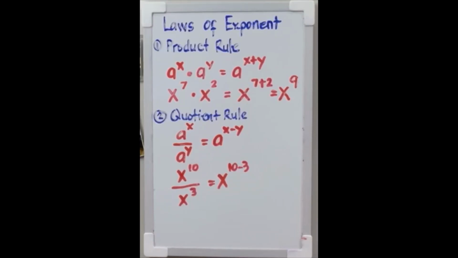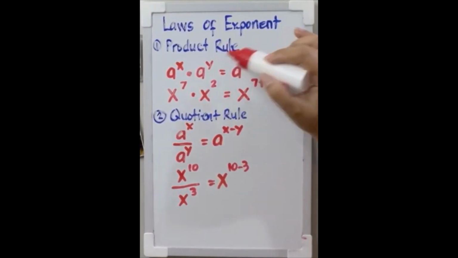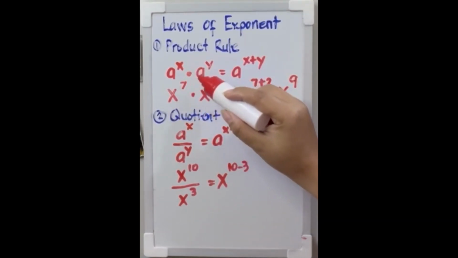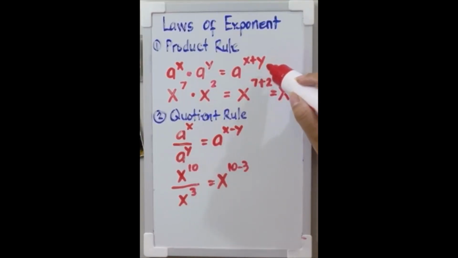Hello viewers, let's talk about the different laws of exponent. So we have the first rule, the product rule. We have a raised to x times a raised to y equals a raised to x plus y. So we are going to add the exponents.